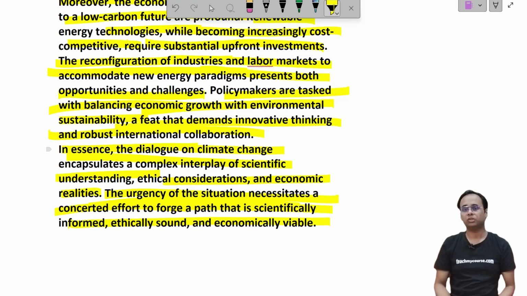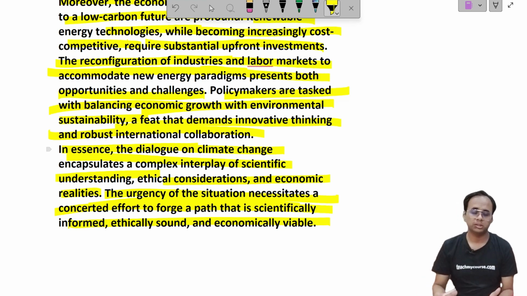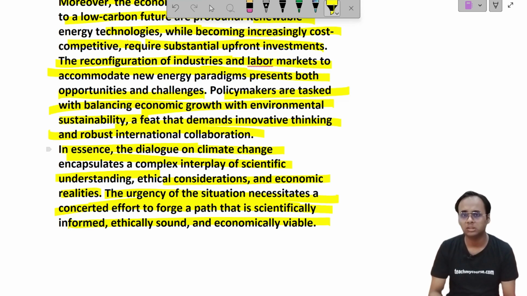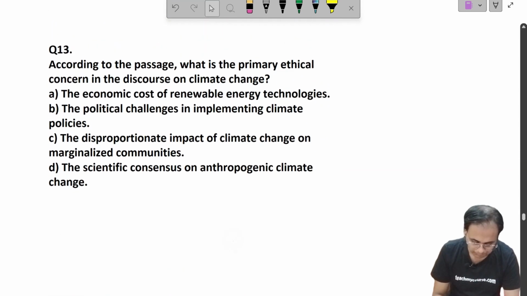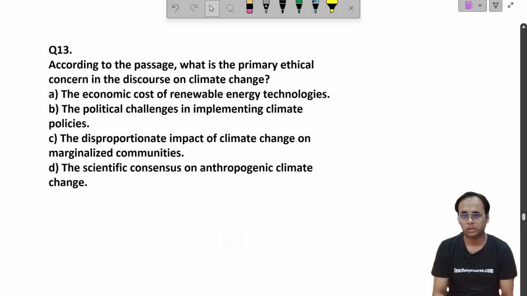At the same time, it has to be holistic. Like it should take care of everyone, the marginalized society also. So, this is all about the paragraph. This is all about what the author wants to convey using this reading comprehension. Next one is the questions on that.